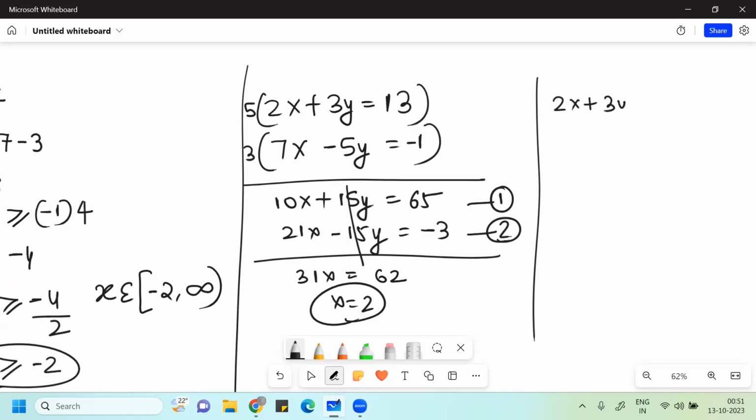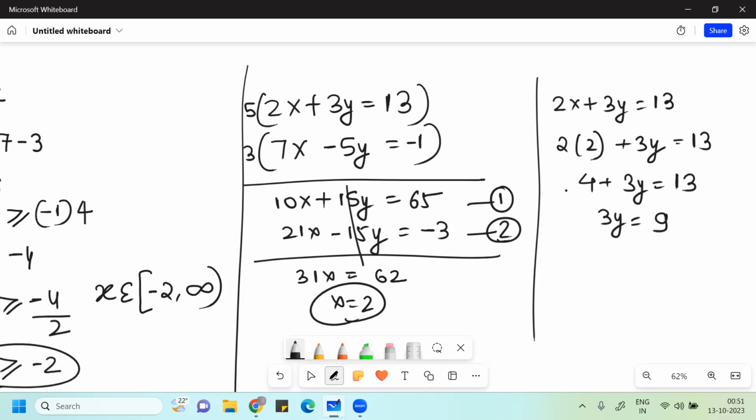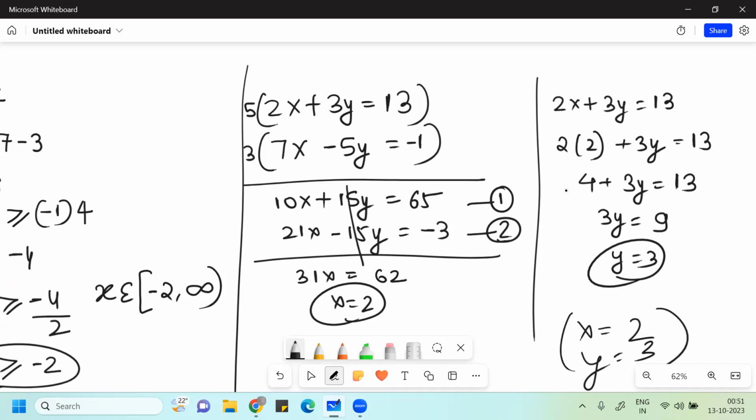Once I get x as 2, I can write the equation 2x + 3y = 13. I can consider any equation. I'll put the value of x here. So 2 times 2 plus 3y is 13. So 4 + 3y = 13. So 3y = 9 and y = 3. So the value of x here is 2 and the value of y is 3. You can easily solve this kind of question. I hope these are very basic to solve.